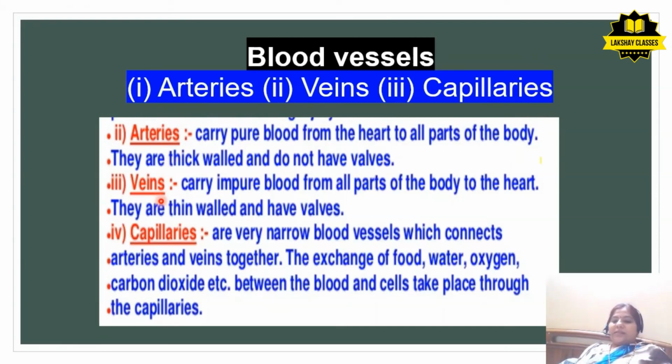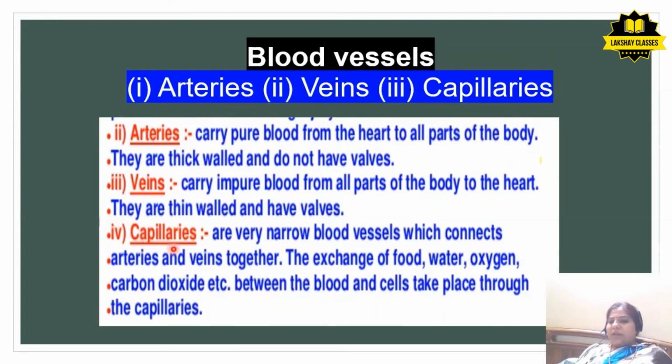And next is veins. Veins are the blood vessels which carry the deoxygenated blood. Deoxygenated blood is also called impure blood and their walls are thin. The blood in the veins is moving slowly and therefore they are superficial and they have valves. You can see over here these green lines on your body. These green colored blood vessels are veins and they carry deoxygenated blood.